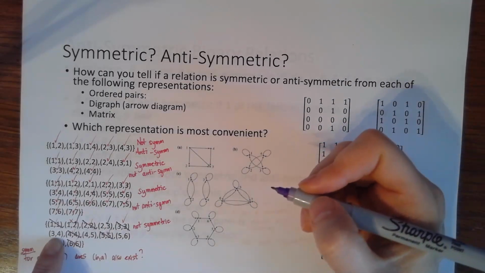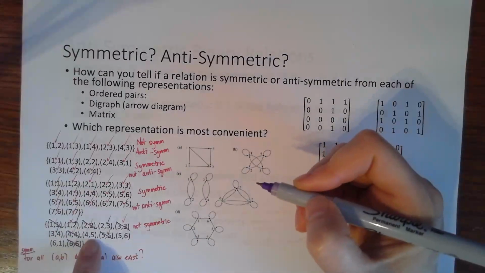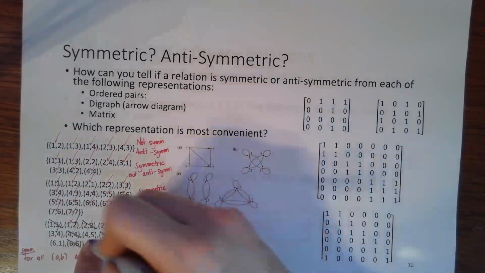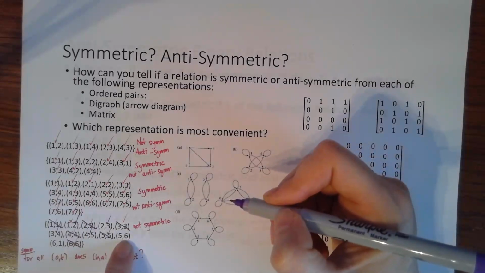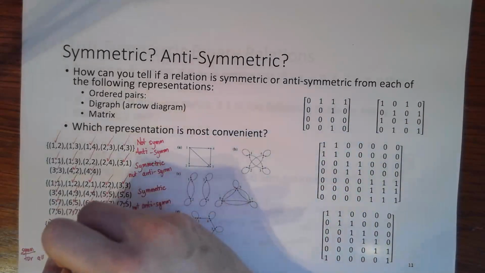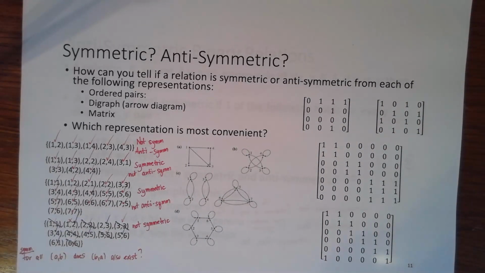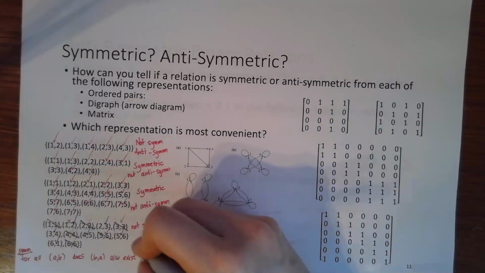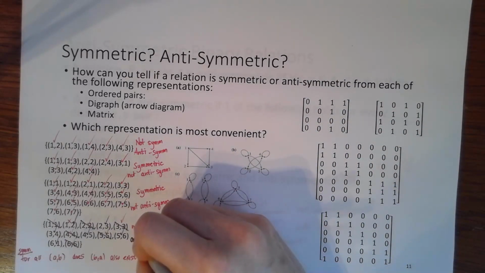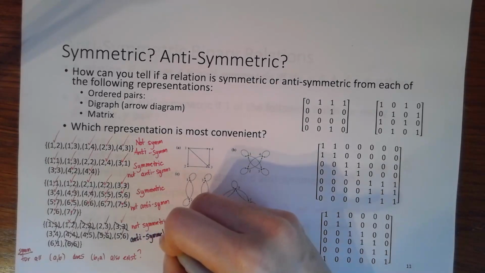3,4. Is there a 4,3? Nope. So that one's good. 4,5. Is there a 5,4? No. 5,6. Is there a 6,5? 6,1, is there a 1,6? Okay, no. So it's always true that as long as A is not equal to B, when I find AB, I can't find BA. So this one is anti-symmetric.